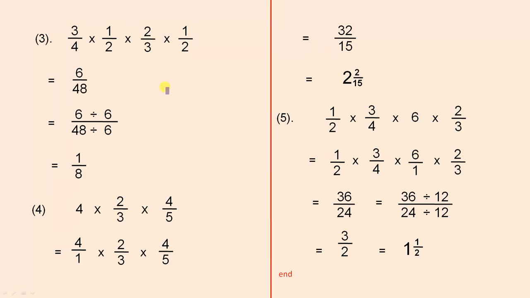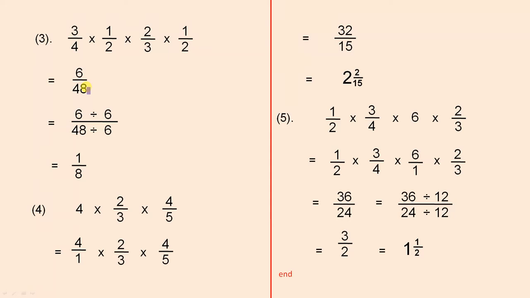3 over 4 times a half times 2/3 times 1/2. Now, 3 ones are 3. 3 twos are 6. 6 ones are 6. 4 twos are 8. 8 threes are 24. 24 times 2 is 48.